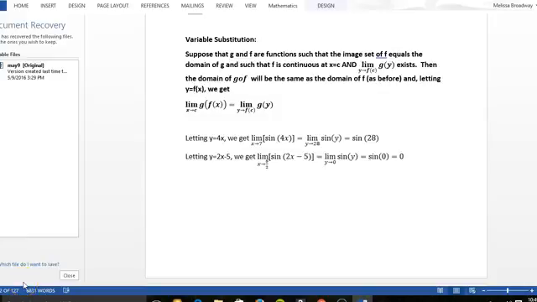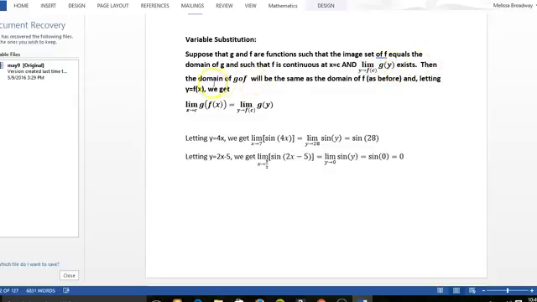Hello. Now let's talk about variable substitution, our next topic. Follow my cursor. Suppose that g and f are functions such that the image set of f equals the domain of g, and such that f is continuous at x equals c while the limit as y goes to f of c of g of y exists.